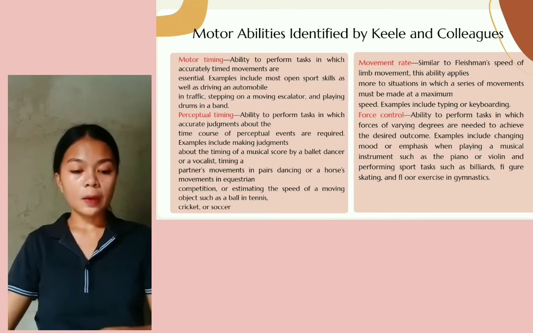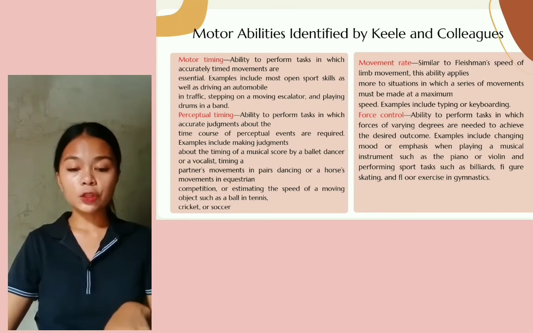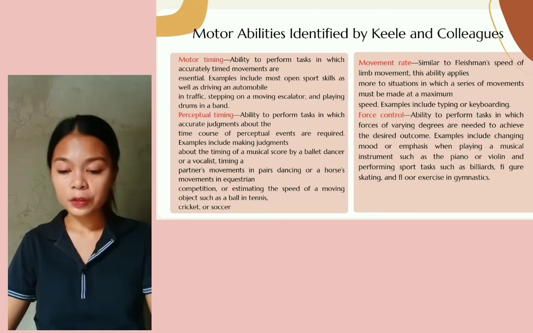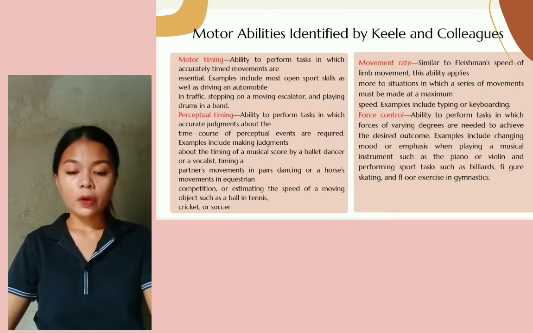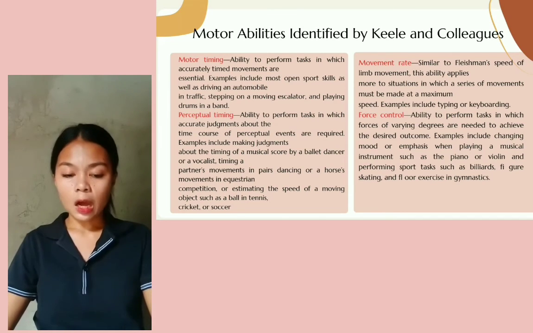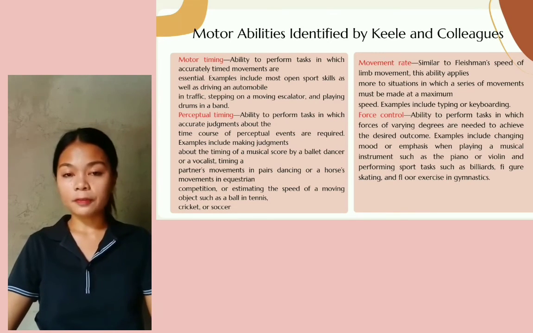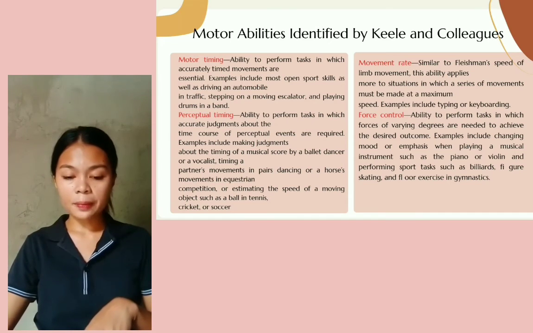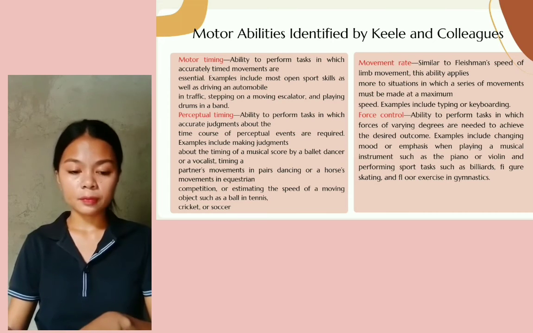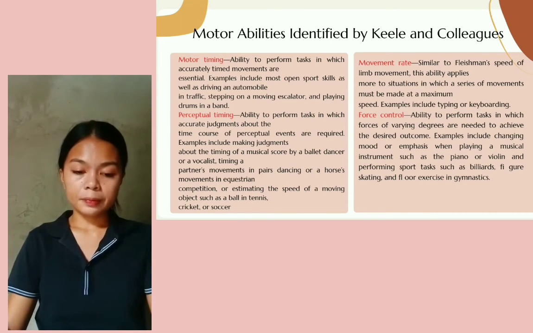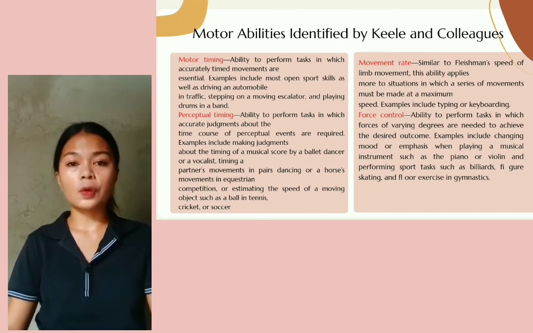Next one is perceptual timing: ability to perform tasks in which accurate judgment about the time course of perceptual events is required. Here are the examples. They include making judgments about the timing of a musical score by a ballet dancer or a vocalist, and timing a partner's movement in pair dancing. So, the example there is a musical score.